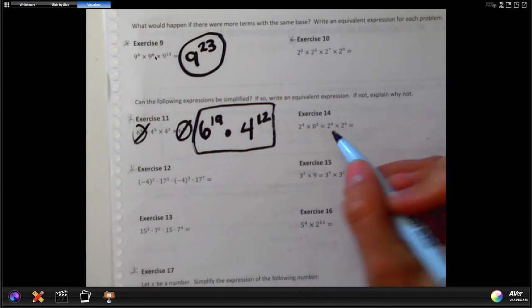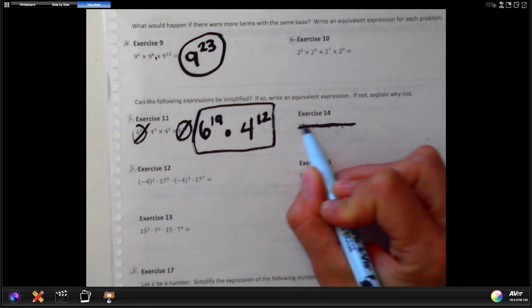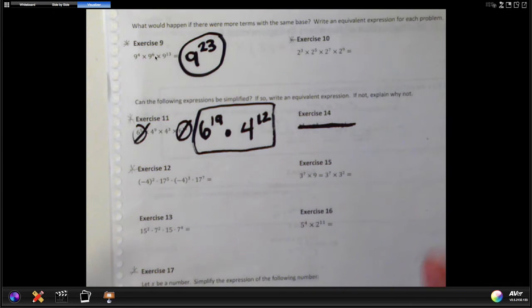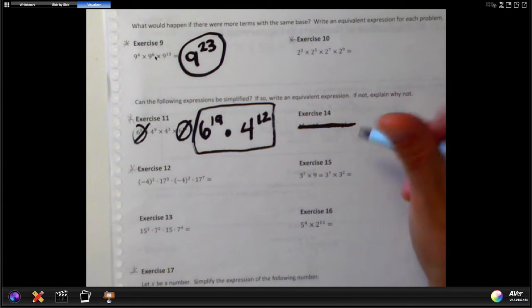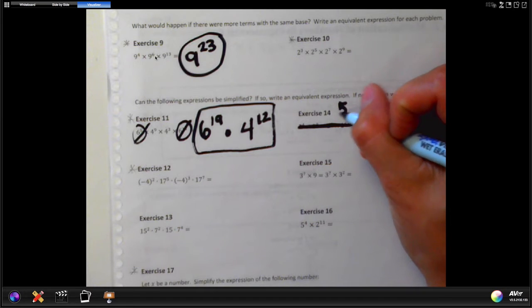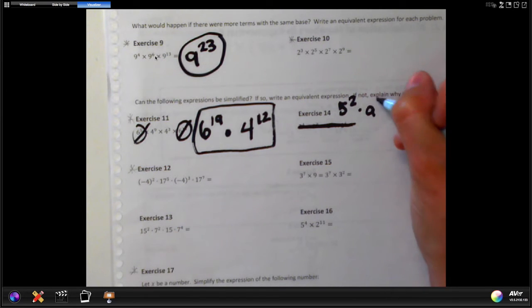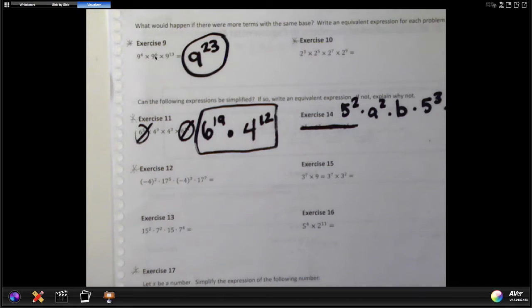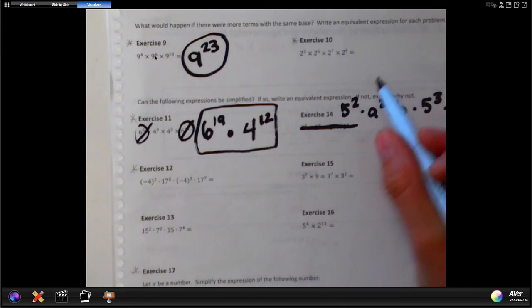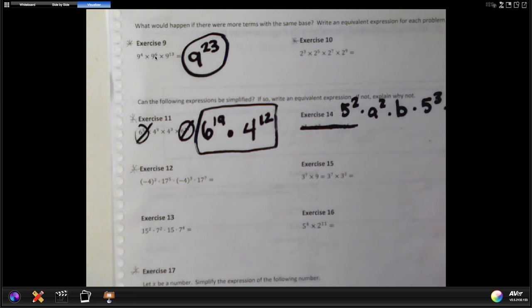Okay? I want to put my own example on exercise 14 here because I know what's coming in your homework. So let's say you have 5 to the second power times a to the second power times b times 5 to the third times b to the fourth. Okay? This is the same idea again. So we want to add the exponents on like bases.